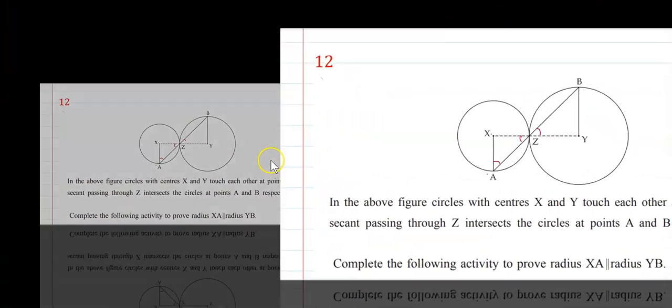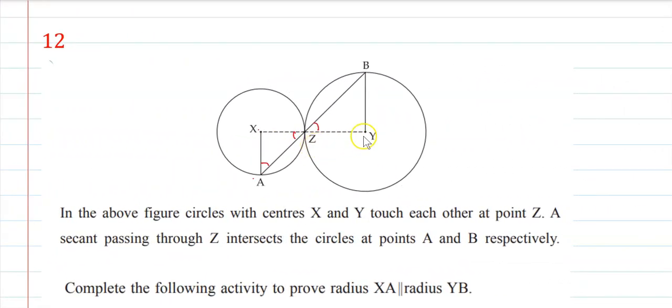Again, the measures of these two angles are equal. Next, in the circle with center Y, YZ is the radius and YB is also a radius. Therefore, these two angles are equal because triangle BYZ is an isosceles triangle, so its base angles are equal. Now for the lines XA and BY, AB is the transversal. These two are alternate angles, and hence the segment XA is parallel to BY.